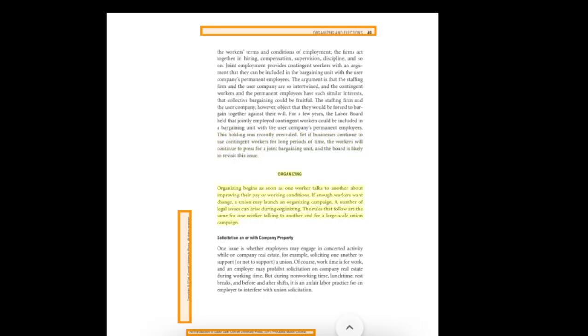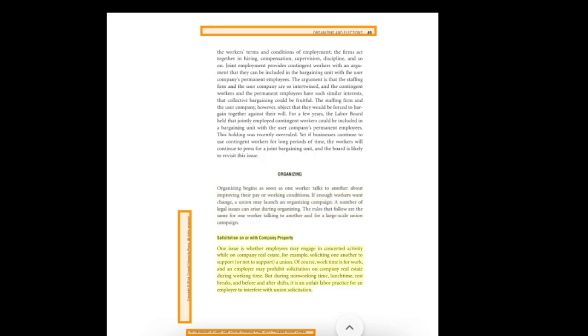Organizing. Organizing begins as soon as one worker talks to another about improving their pay or working conditions. If enough workers want change, a union may launch an organizing campaign. A number of legal issues can arise during organizing. The rules that follow are the same for one worker talking to another and for a large-scale union campaign.